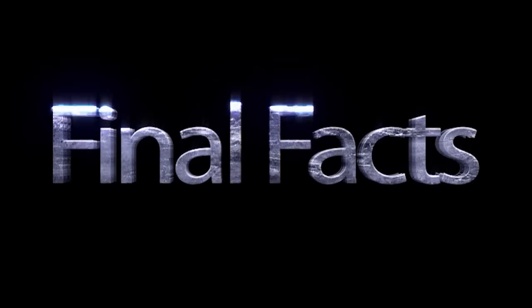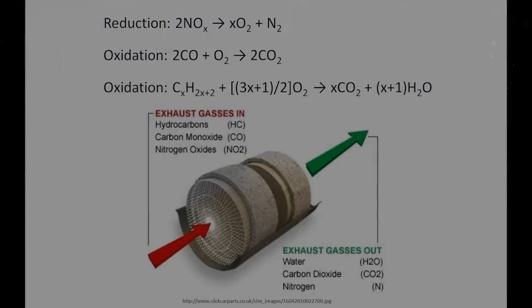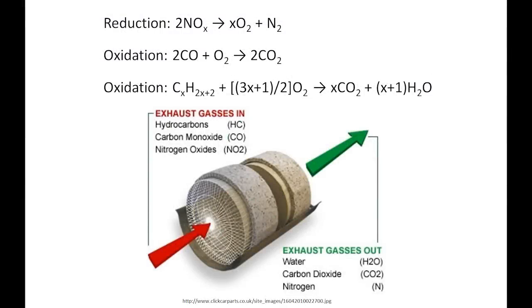Now here's some final facts on catalysts. In every car there is a platinum catalyst in a catalytic converter. The exhaust gases from the engine contain nitrogen oxide pollutants, as well as the poisonous carbon monoxide, and these are catalytically reduced or oxidised into more environmentally friendly chemicals.